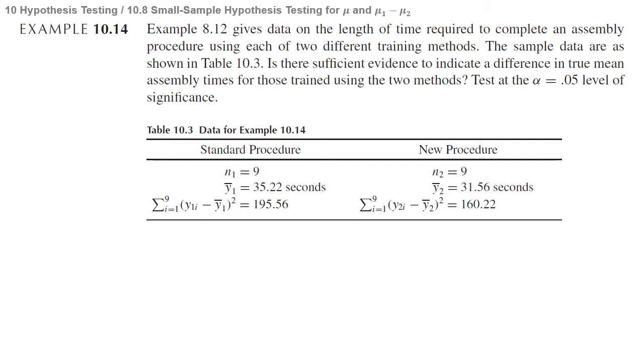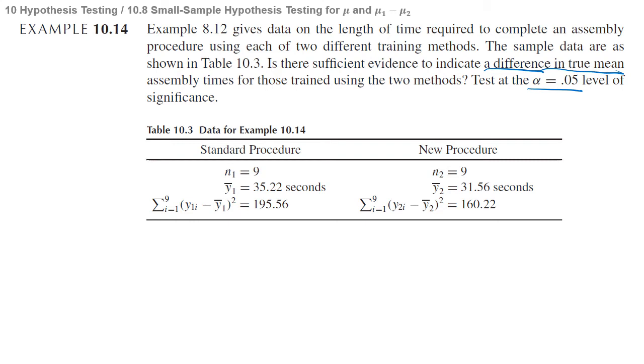Okay, let's move on to example problem 10.14. Example 8.12 gives data on the length of time required to complete an assembly procedure using each of two different training methods. The sample data are as shown in table 10.3. Is there sufficient evidence to indicate a difference in true mean assembly times for those training using the two methods? So we want to test whether there is evidence of a difference in true mean. Test at the alpha equals 0.05 level of significance.